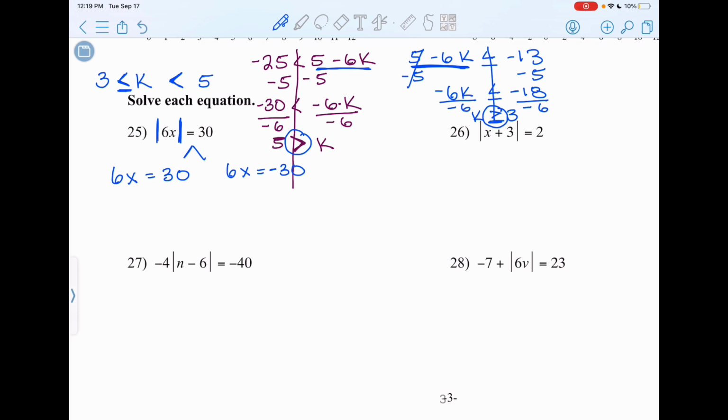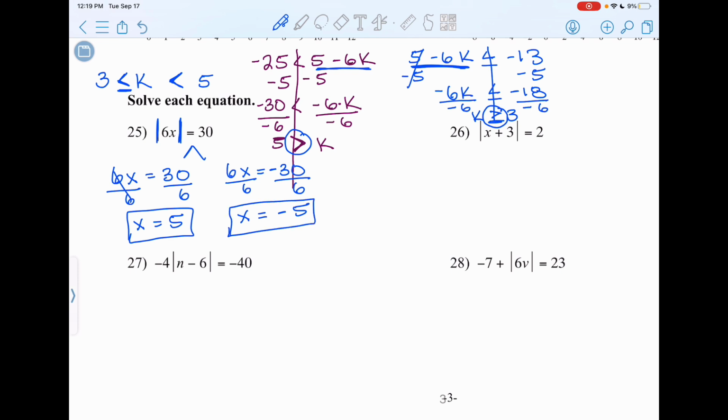And now I'm going to solve. To get rid of the 6, I need to divide by 6. And I get that x is equal to 5. And for the other side, I'm going to divide by 6 as well. And negative 30 divided by 6 is negative 5. And so those are my two solutions to this absolute value equation.